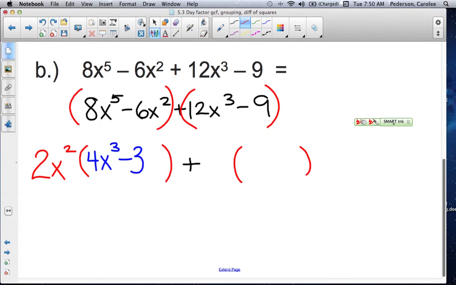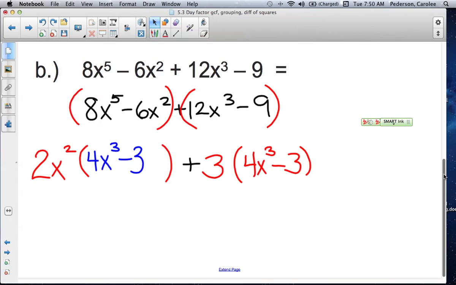The GCF of this group is 3. So I'm going to divide both terms by 3. So I take 12 divided by 3 is 4. And then x cubed is still left. Now let's go to the next term. Negative 9 divided by 3 is negative 3. Look what happens again. The 2 parentheses match up. 4x cubed minus 3, 4x cubed minus 3. This is your GCF again.